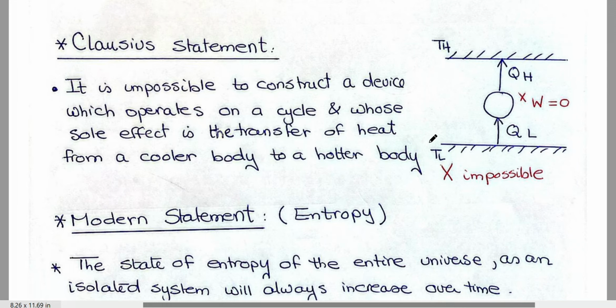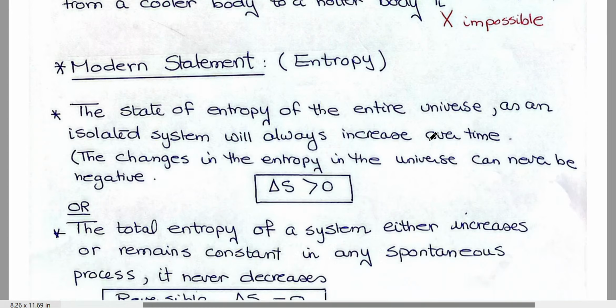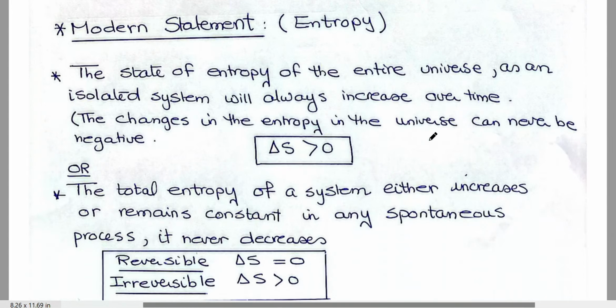The last statement of the second law of thermodynamics is the modern statement or the entropy statement. This states that the entropy of the universe is always increasing. Remember that when we were talking about the thermal cycle, we said that the change in entropy equals zero. This is only true for reversible processes. But if we have irreversible processes, the change of entropy must be greater than zero. So the entropy is increasing, but never decreasing.